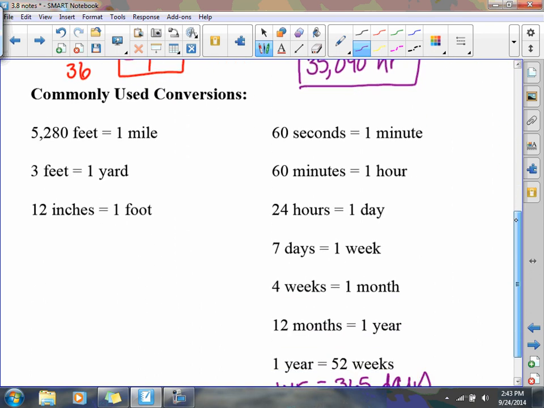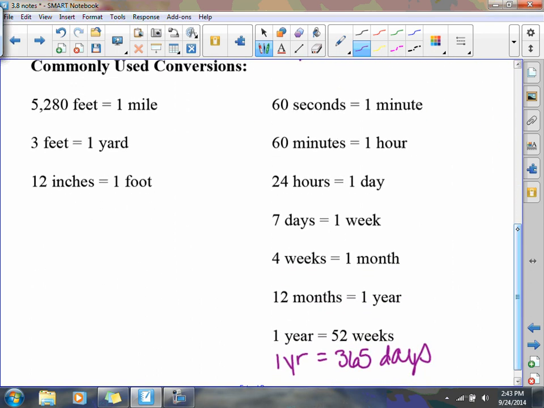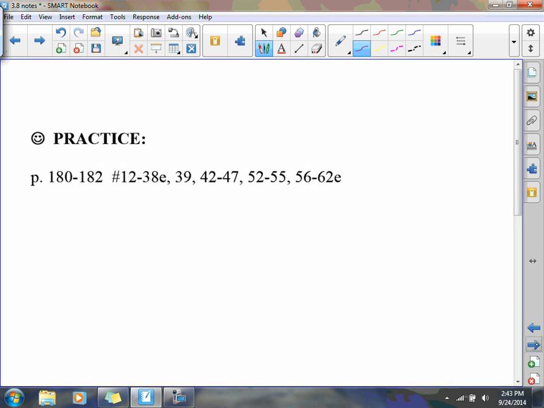So again, try setting up those conversion problems with fractions. Set it up so that the unit you're trying to cancel is diagonal. One's in the numerator, one's in the denominator. Make reference of this conversion chart here. And if you have any questions about any of the other conversions, make sure you ask.